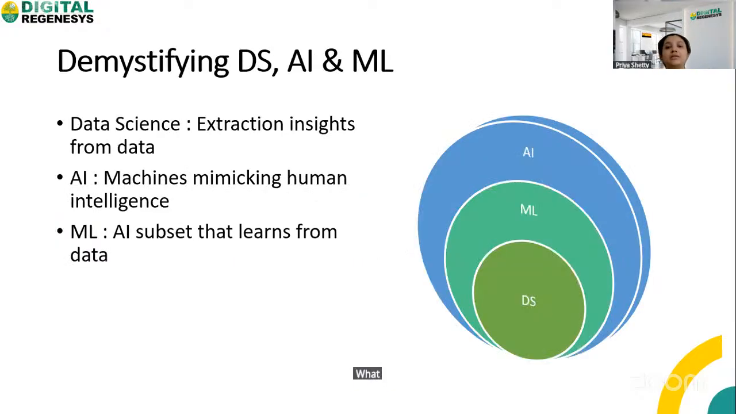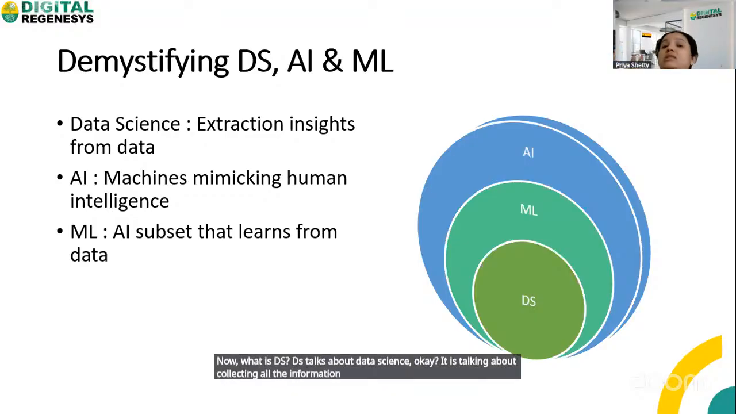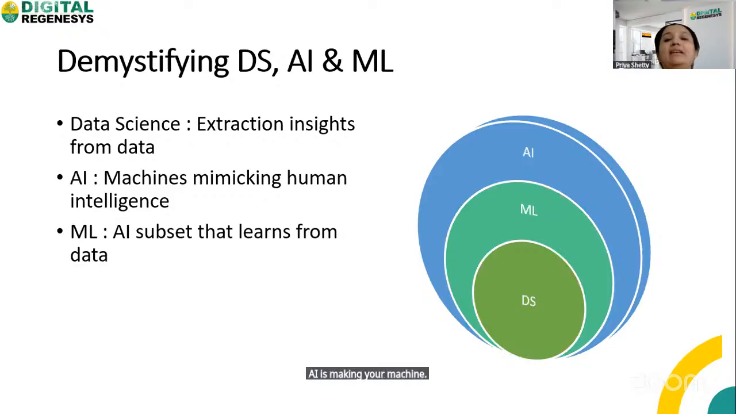What are the three things that make people confused? DS, AI, and ML. Now, what is DS? DS talks about data science. It is about collecting all the information, understanding the data, and getting information out of that data. AI is making your machine act like a human.